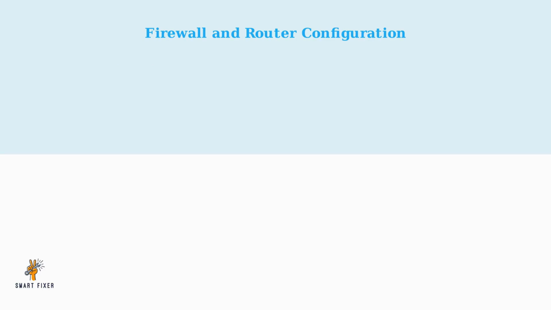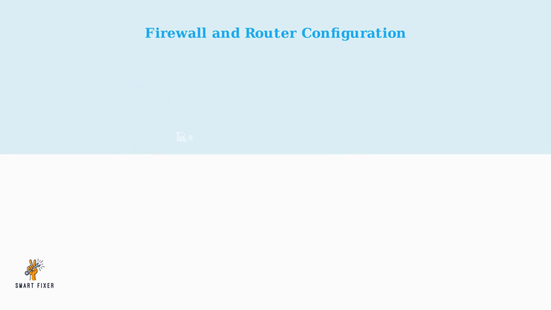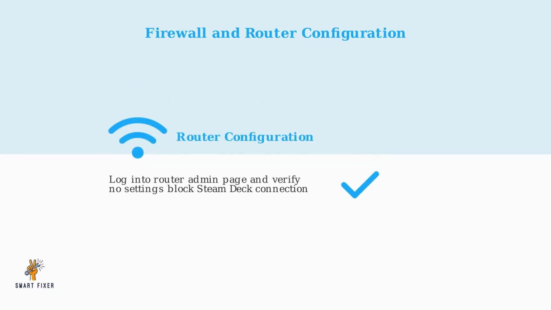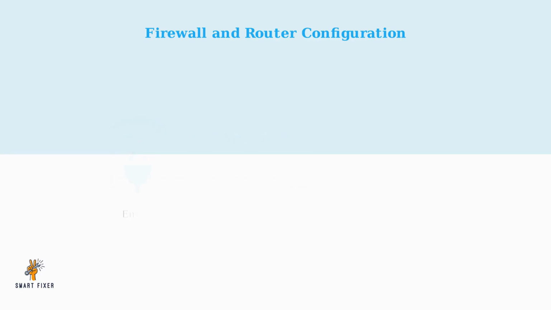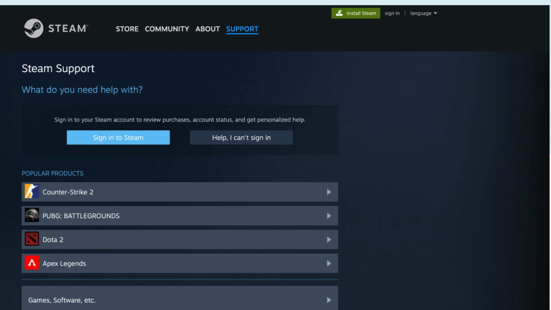Let's check these configurations step by step. First, check your firewall settings. Make sure that Steam and any Steam Deck-related processes are allowed to access the internet. Firewalls can block these connections if they're not properly configured. Next, log into your router's configuration page through a web browser. Check that no security settings or filters are preventing your Steam Deck from connecting to the network. Finally, ensure Universal Plug and Play, or UPnP, is enabled in your router settings. This allows devices to communicate more easily. Port forwarding is generally not needed for the Steam Deck.